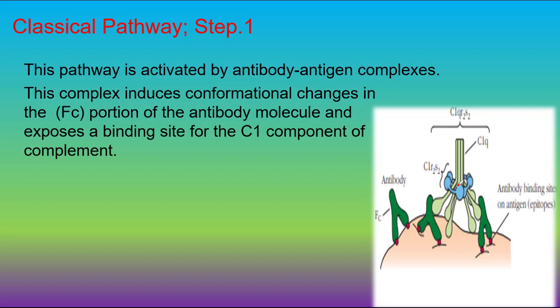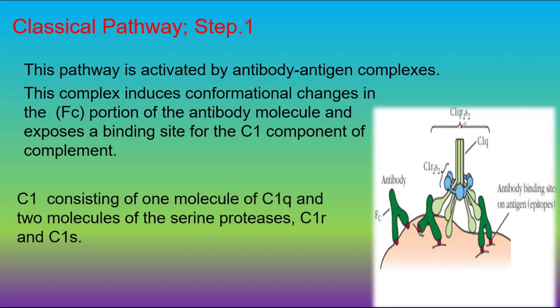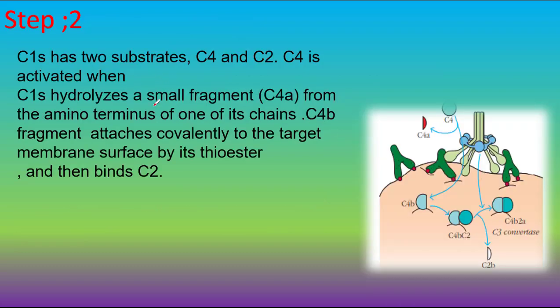The C1 component of the complement system consists of two serine proteases, C1R and C1S, and one molecule of C1Q. When the C1 component binds with the antibody, it induces a conformational change in its serine proteases. First of all, it activates C1R serine protease, which activates its next partner, C1S serine protease. In step 2, C1S serine protease has two substrates, C4 and C2.